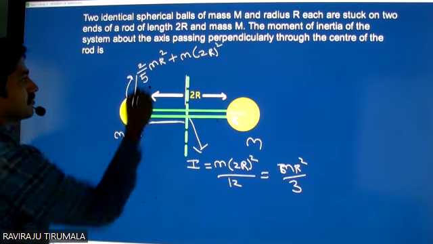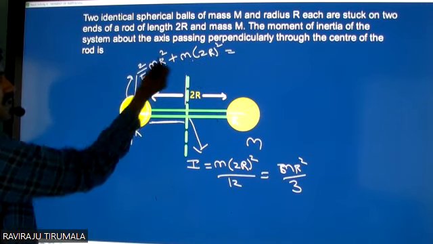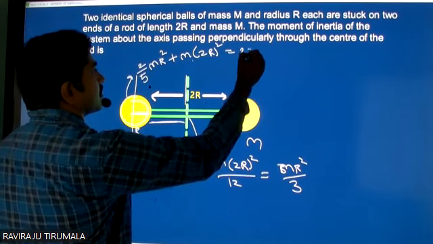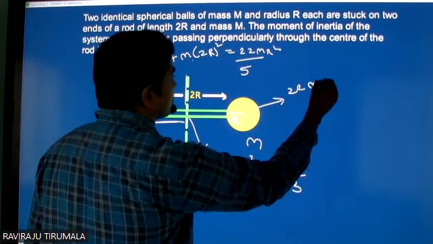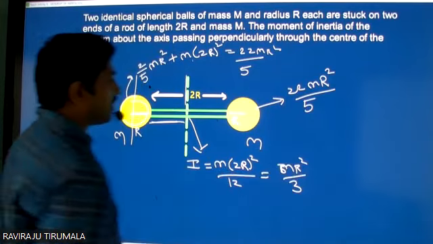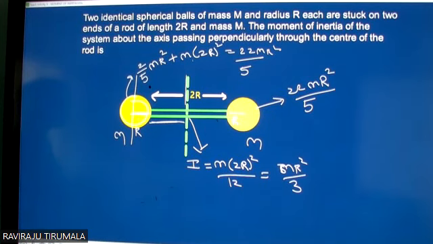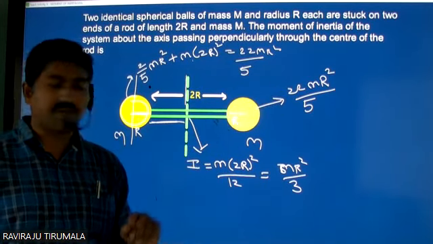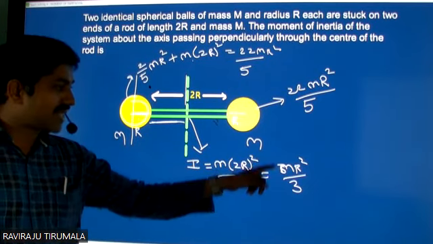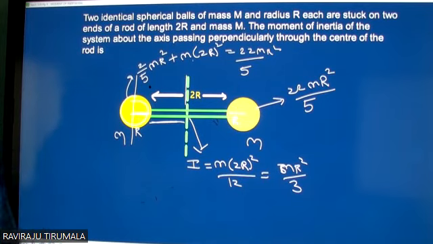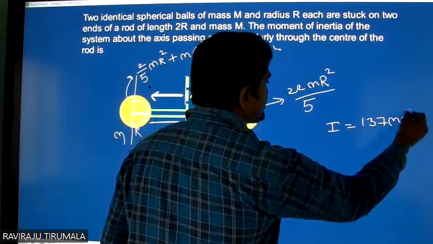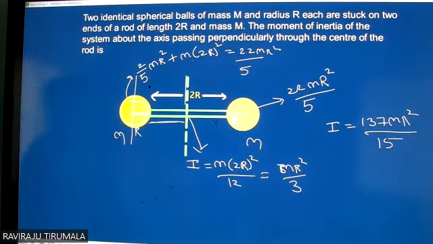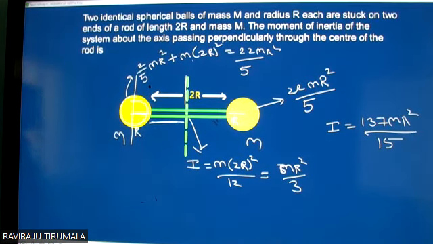How much it will be? This is 4 mr square. This is 2 by 5 mr square. So 22 mr square by 5. And of course for this third one also we will get the same formula, na? 22 mr square by 5. By adding all these three, the sum of these two will be 44 mr square by 5. 44 mr square by 5 plus mr square by 3. How much it will be? 132 mr square plus 5, 137. 137 mr square by 15 is the correct answer.